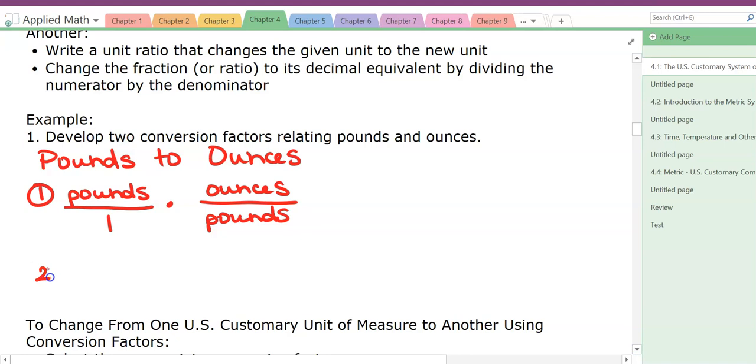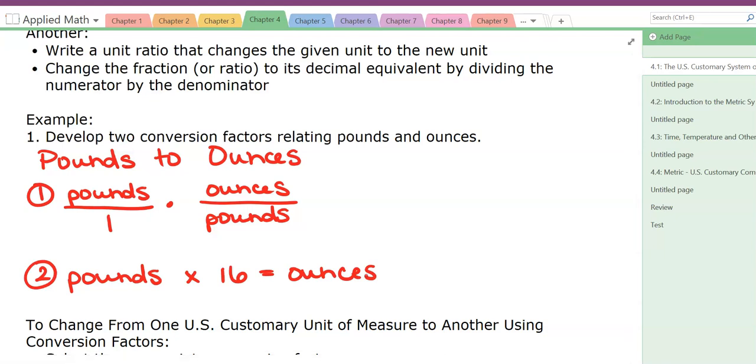Another way to do this, which might actually be a little bit simpler, is to just take the number of pounds you have and take that times 16, because there's 16 ounces in 1 pound. That would be just a faster way of converting instead of setting up all those fractions like we were doing earlier.